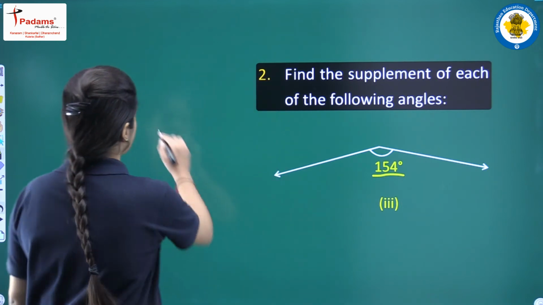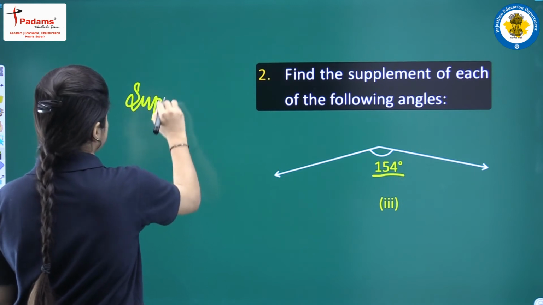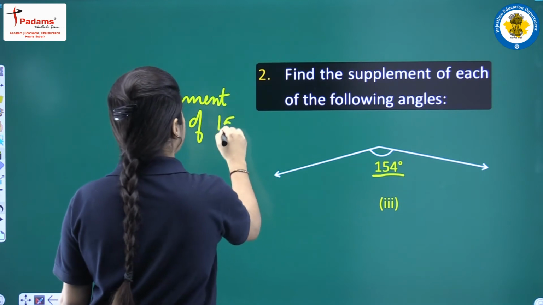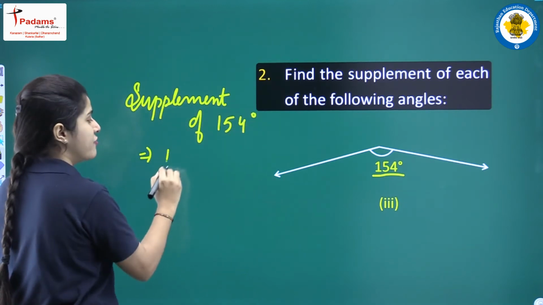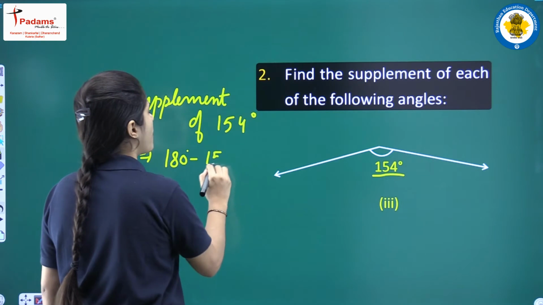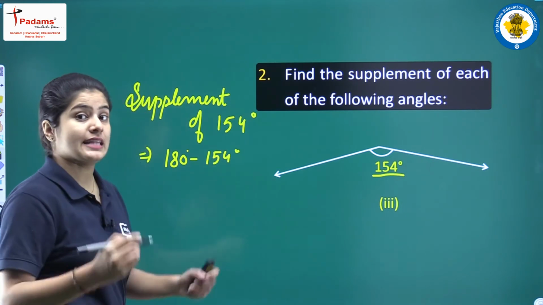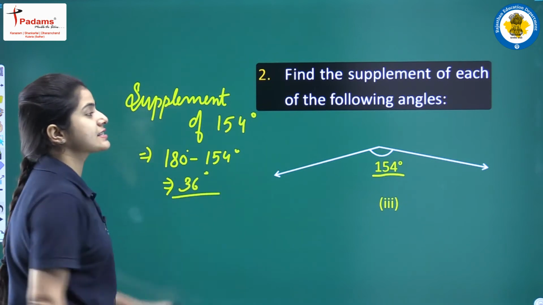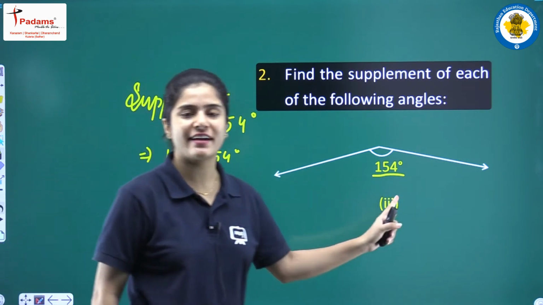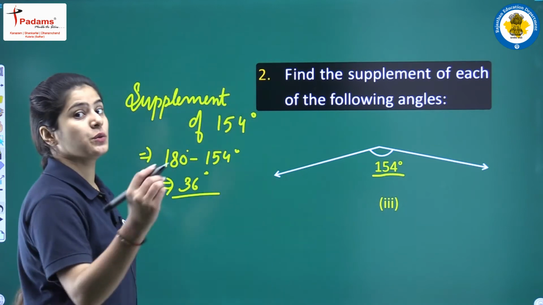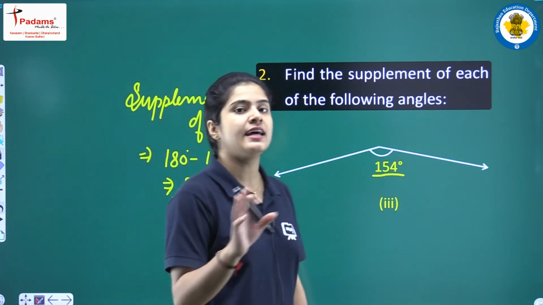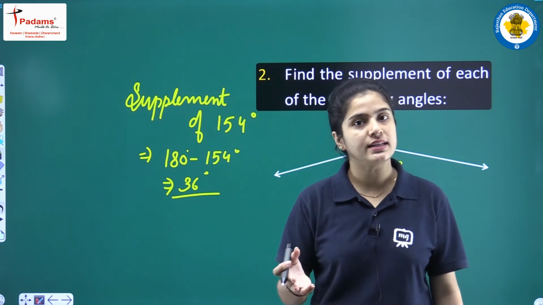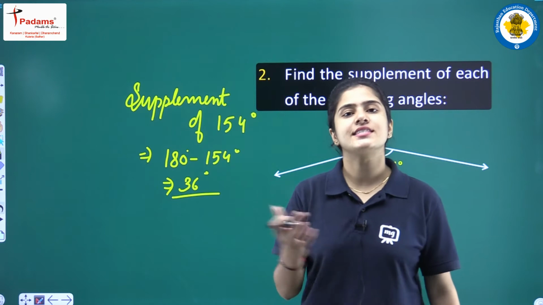Okay students, so supplement of 154 degree is equals to 180 degree minus 154 degree, that is equals to 36 degree. Okay students, this is the supplementary angle of 154 degree. Okay students, and you need to write out that particular line, that the sum of two angles is equals to 180 degree, then those angles are called supplementary angles.